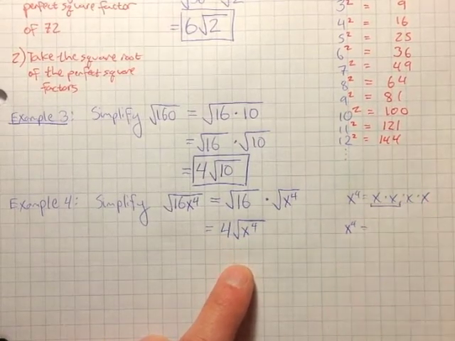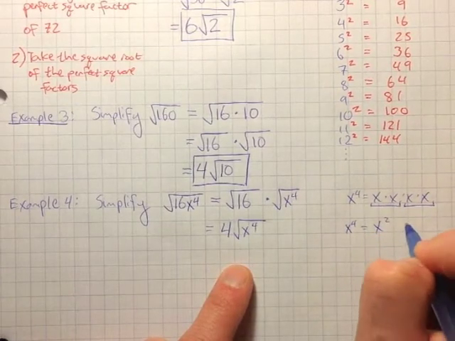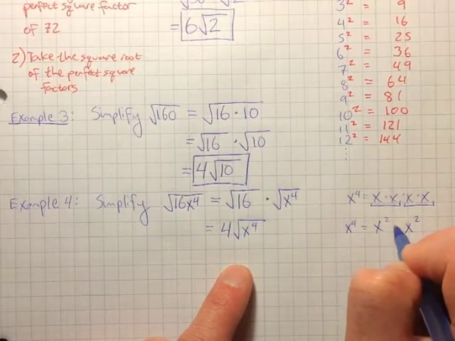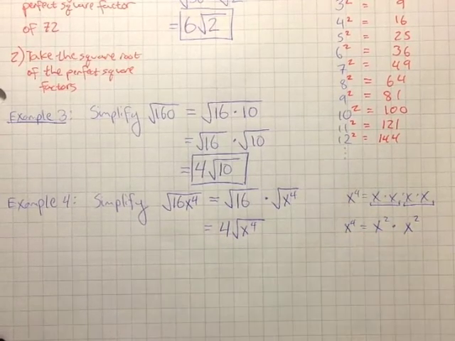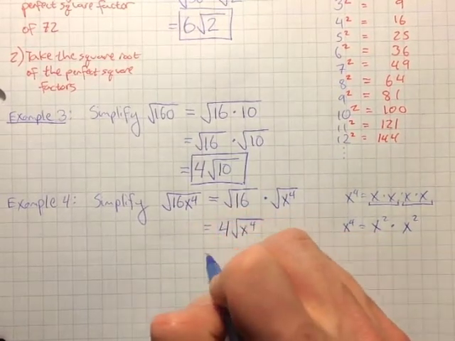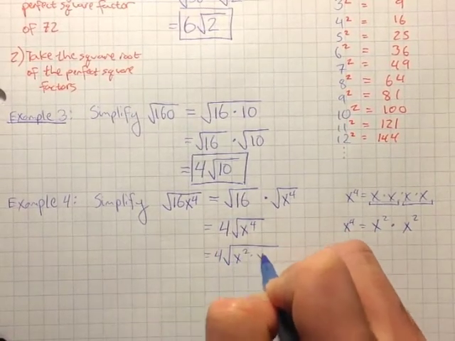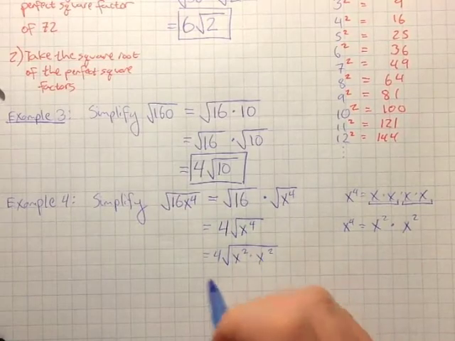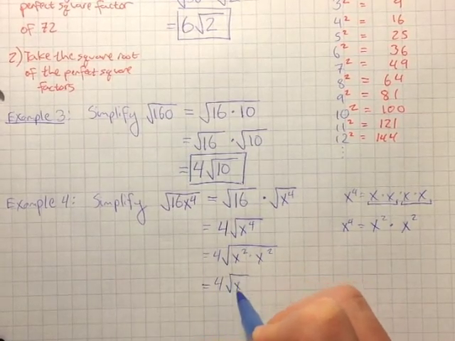Now let's rewrite this in a different way. x times x is x squared. And x times x over here is also x squared. So x to the 4th is the same thing as x squared times x squared, right? Now, let's rewrite it so that it says x squared times x squared, and then let's break up the radical over the multiplication.